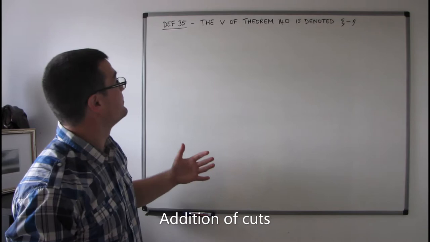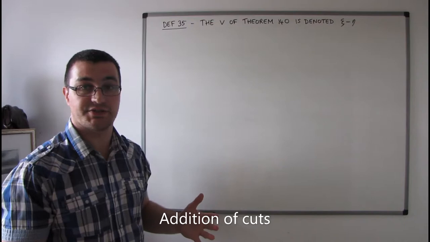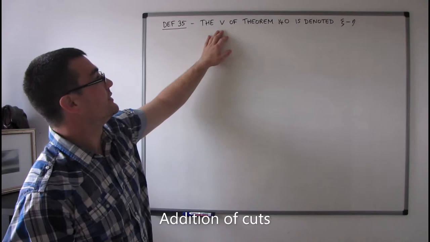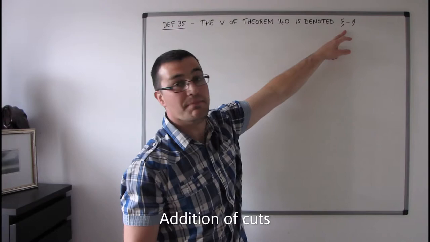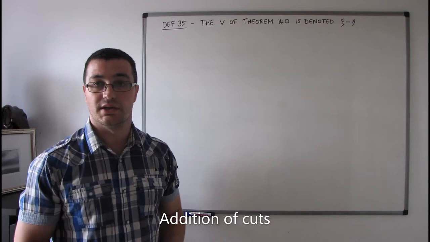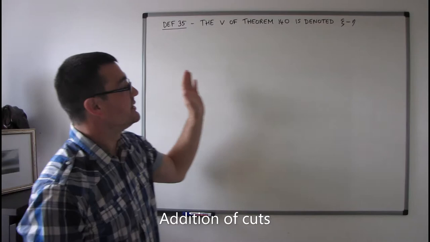But just to finish off this section on addition of cuts, we've got definition 35, which says that the new cut of theorem 140 that we've just constructed is denoted by psi minus eta. So this is similar to how things have happened in regards to rational numbers and fractions and things like that.